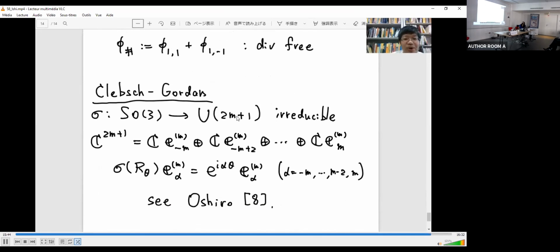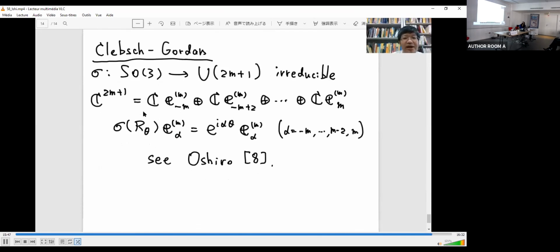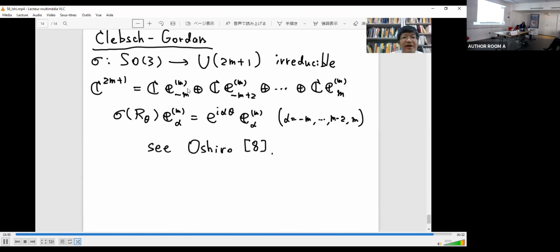For the general (2n+1)-dimensional irreducible representation of SO(3), we can obtain a similar construction. So C^(2n+1) is decomposed into one-dimensional subrepresentations, and for each we can take a concrete unit vector. Then we can construct the continuous wavelet transform. For the details, see Oshiro's doctoral thesis referred to in our abstract. So thank you very much.